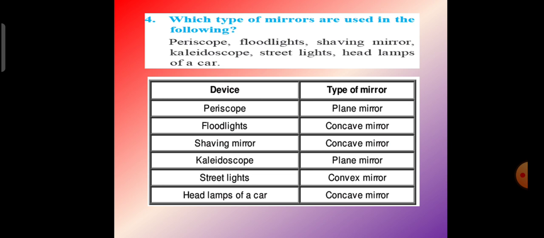Okay. Which type of mirrors are used in the following? Periscope uses plane mirror. Floodlights, shaving mirror, they use concave. Kaleidoscope again uses plane mirror. Street lights, headlamps of a car, they use convex and concave mirror respectively.